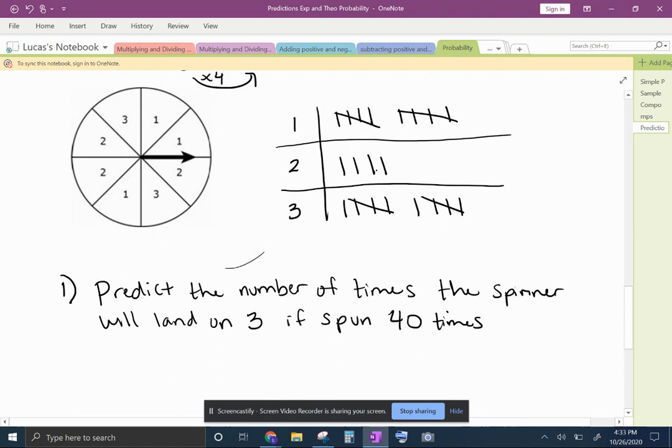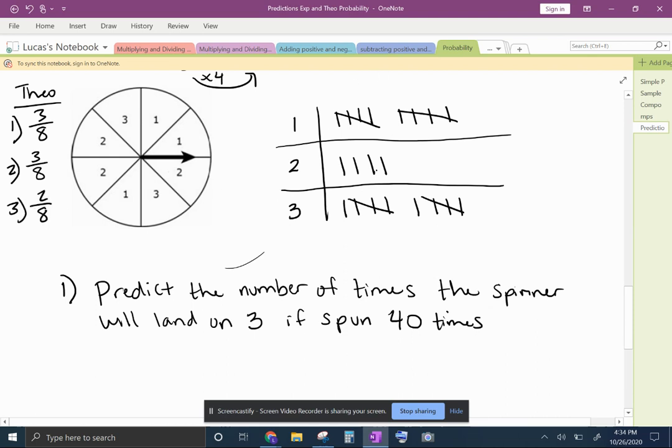All right, now let's go into this. Now we have a spinner, and then they spun this spinner, I don't know how many times, but let's read it. So we got a spinner, it's got 8 sections on here. We got 3 1s, 3 2s, and 2 3s. So if we're talking about theoretical probability, the theoretical probability of spinning a 1 is 3 out of 8. Spinning a 2 is 3 out of 8. And spinning a 3 is 2 out of 8.